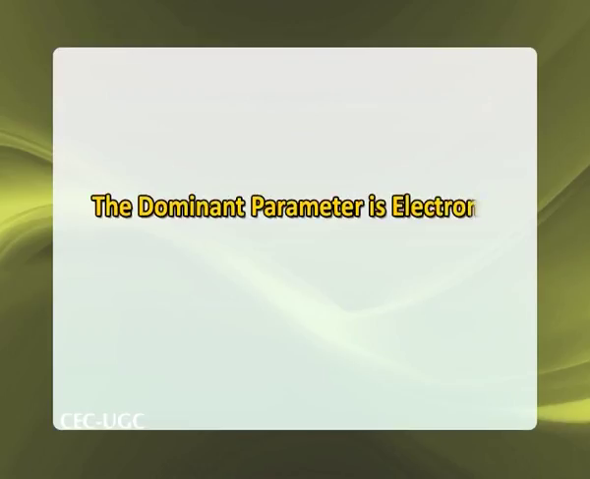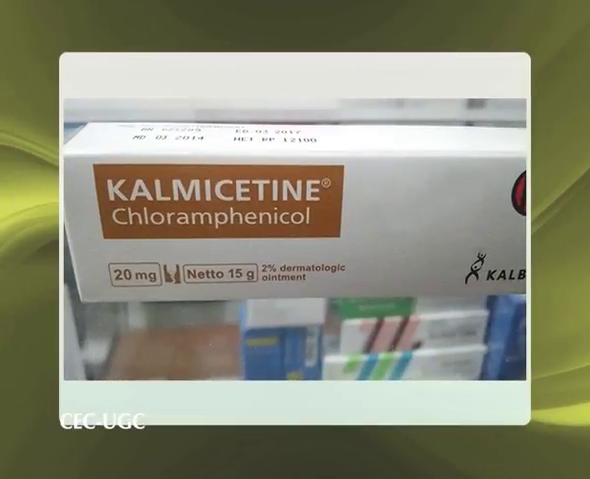The dominant parameter is electronic. The electron attracting nitro group in the antibiotic chloramphenicol has been replaced by other electron attracting functions such as methylsulfonyl or an acetyl. Apparently, the dominant feature is of electronic nature.